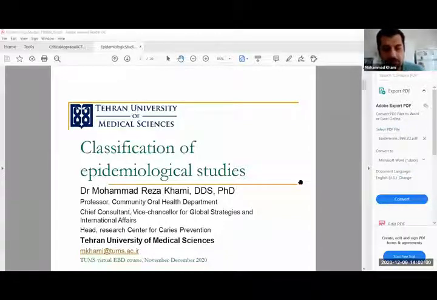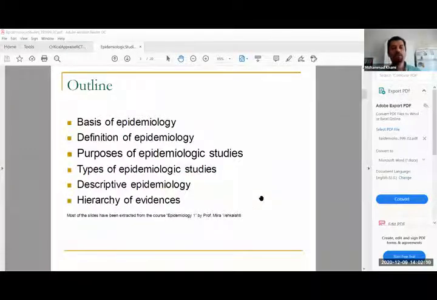So today we want to first start with the classification of epidemiological studies. In this presentation, I'll try to cover these topics: basis of epidemiology, definition of epidemiology, purposes of epidemiologic studies, the types of epidemiologic studies, then something about descriptive epidemiology, and then interventional studies. And at the end, we will take a look at the hierarchy of evidence.